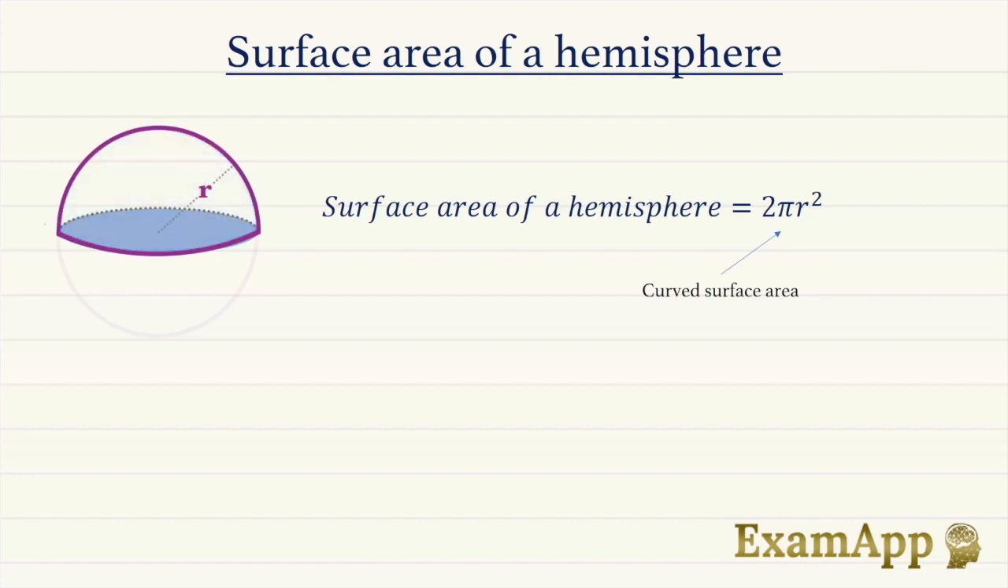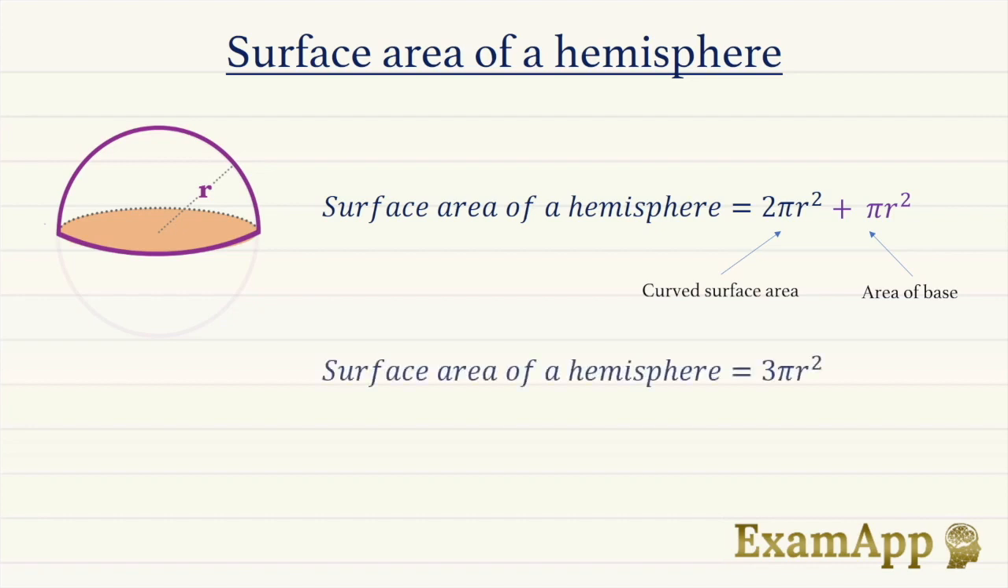However, we also have an additional face, which we can refer to as the base. Because the base is a perfect circle, we can work out its area using the equation pi r squared. So the total surface area of a hemisphere would be 2 pi r squared, which is the curved surface area, and pi r squared, which is the area of the base. Taking the sum of these two would lead us to a total surface area of a hemisphere being 3 pi r squared.